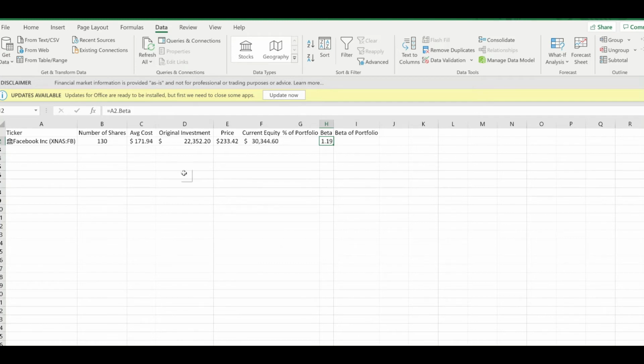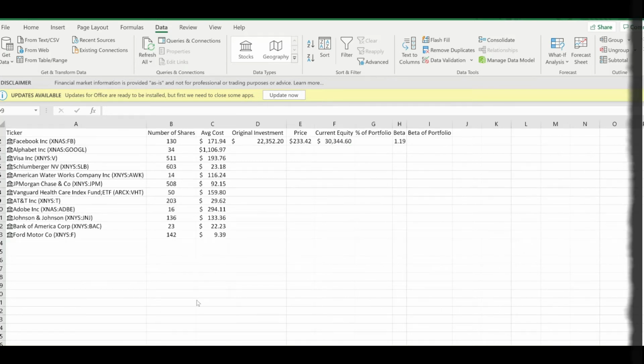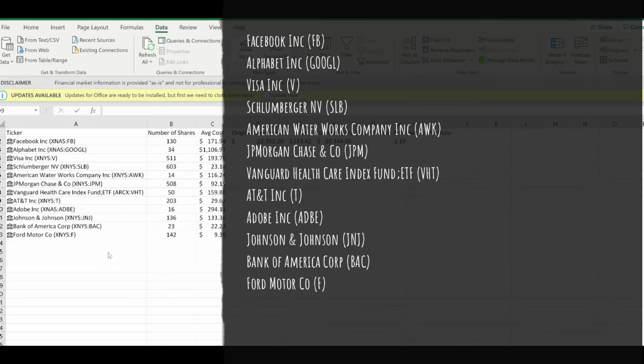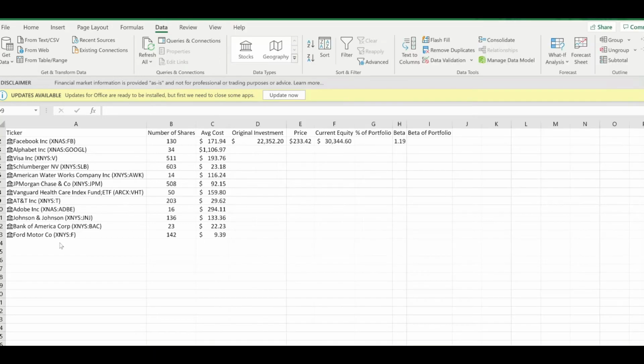Now let's fill in this portfolio with different stocks. I pre-filled this Excel with some stocks that I would like to own. So this is a hypothetical portfolio. I added Google, Visa, Schlumberger, American Waterworks, JP Morgan, VHT, AT&T, Adobe, Johnson & Johnson, Bank of America, and Ford. And I put in some number of shares and average cost.